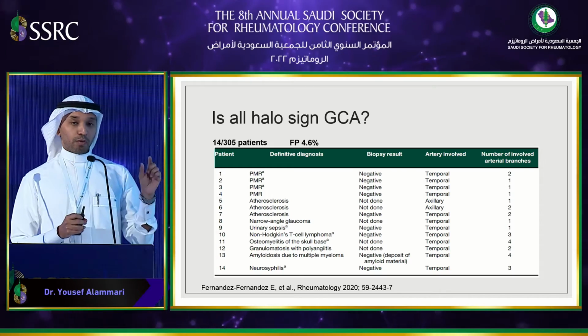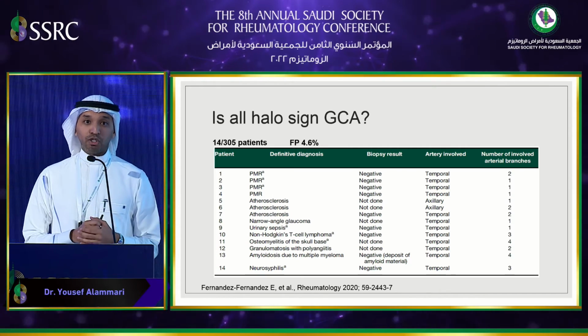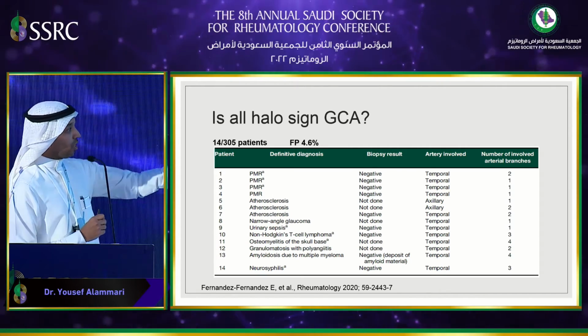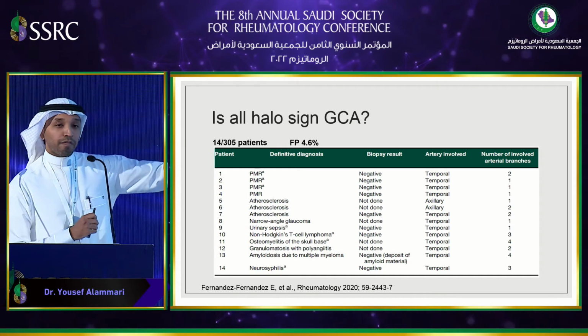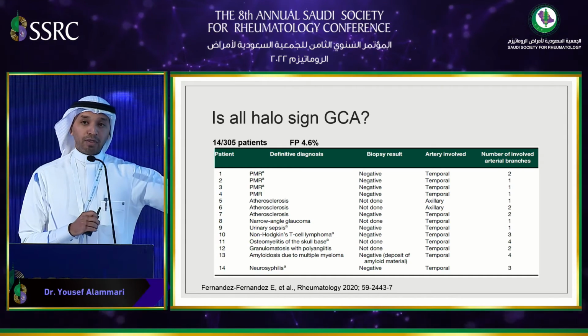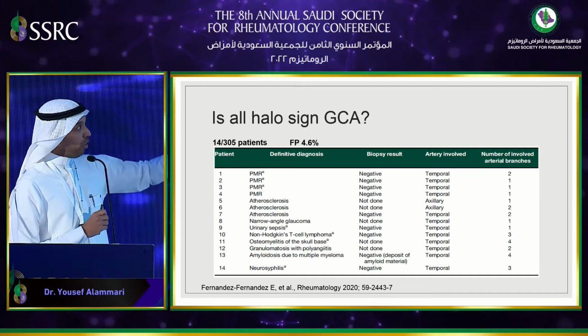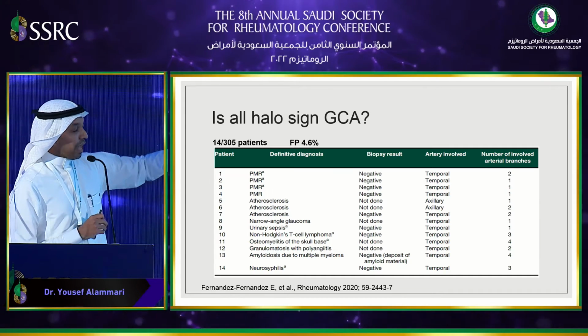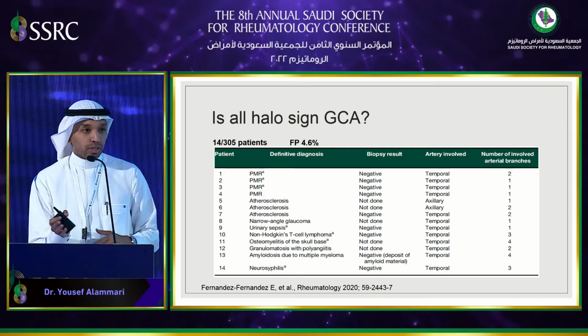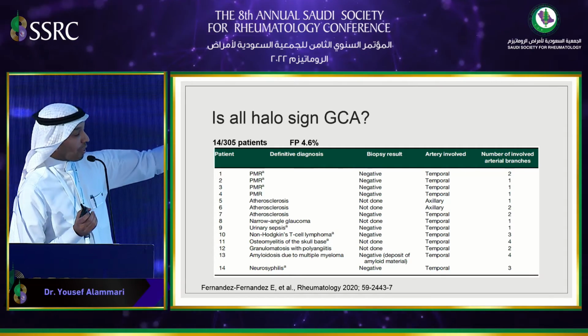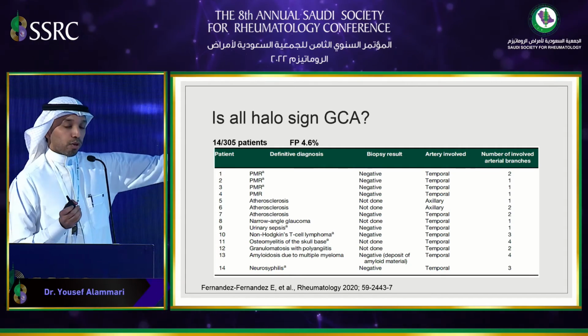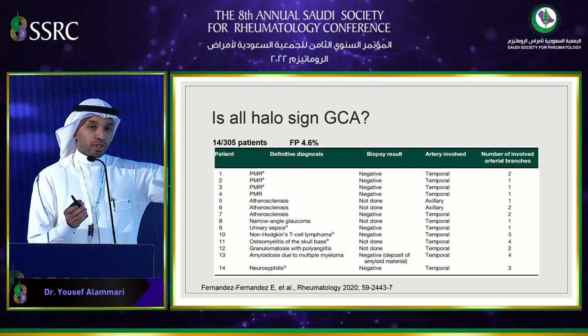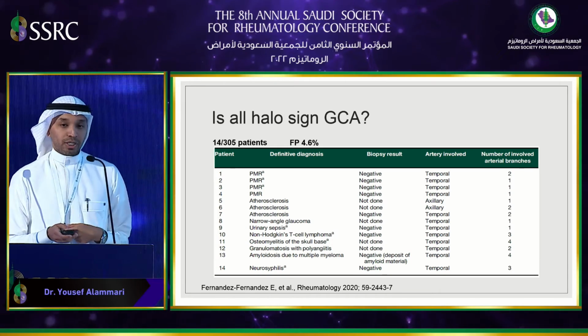So is the presence of the halo sign significant for giant cell arteritis? This study included 305 patients, all of them with the halo sign, and only 14 of them had a condition other than giant cell arteritis, such as atherosclerosis, lymphoma, or polymyalgia rheumatica. The false positive rate is only 4.6%.